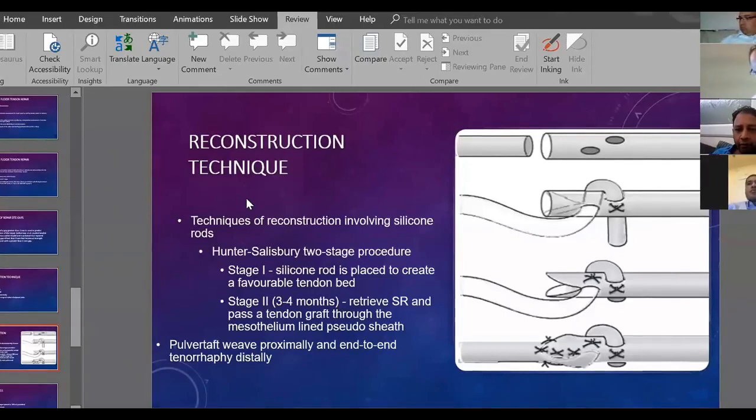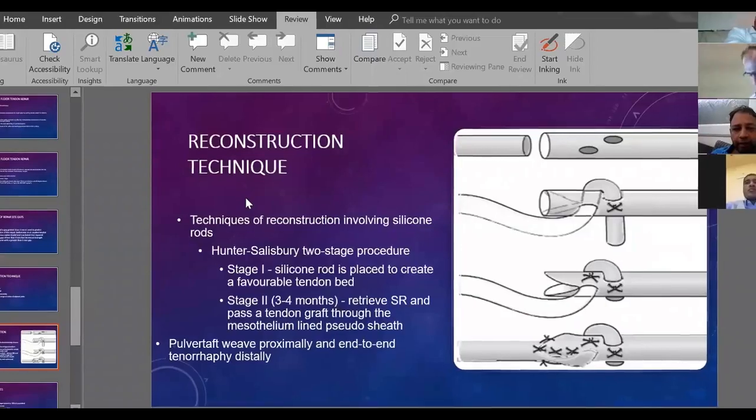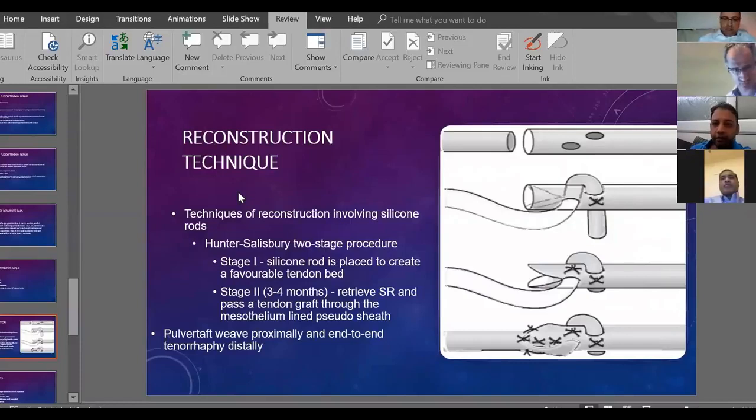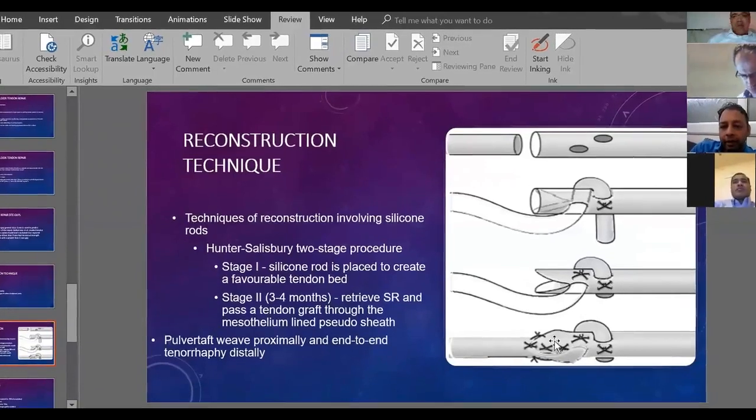There are quite a few techniques for the reconstruction, but the most common technique is the Hunter technique, which is a 2-stage technique, where in stage 1, a silicone rod is placed to create a favorable tendon bed. And then stage 2 is after 3 to 4 months, once there is a pseudo sheath formation, then you can do the tendon graft. Usually this reconstruction is done by the Pulvertaft technique, where the tendon is weaved through the flexor tendon, and then it is sutured.